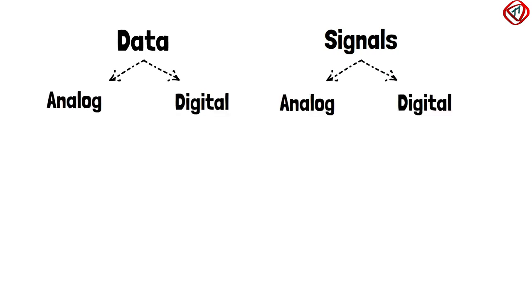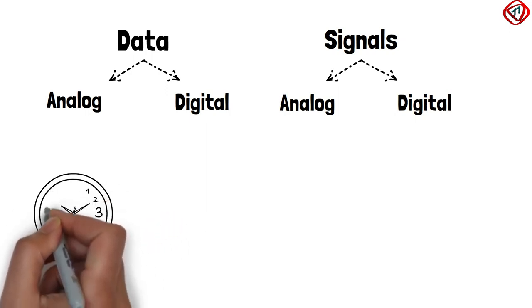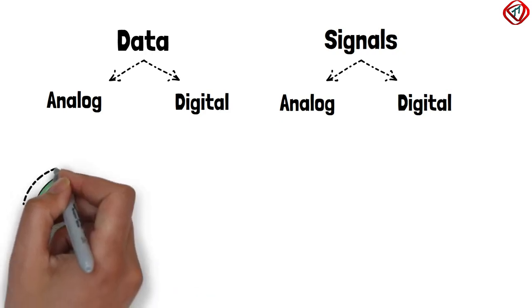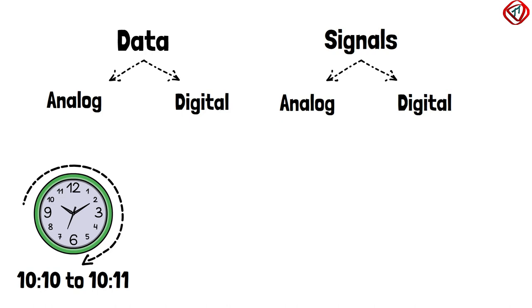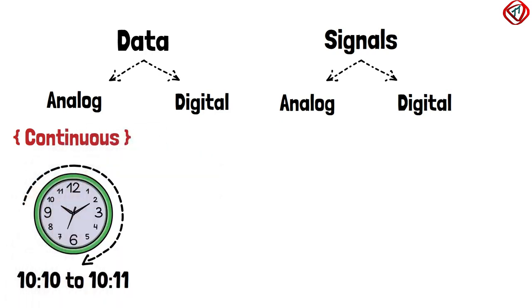Example of analog data is the information provided by an analog clock that has hour, minute and second hands. As time moves from 10:10 to 10:11, the clock hands show a continuous movement. That is, there is no sudden jump from 10:10 to 10:11. Such information, which is continuous, is called analog data.